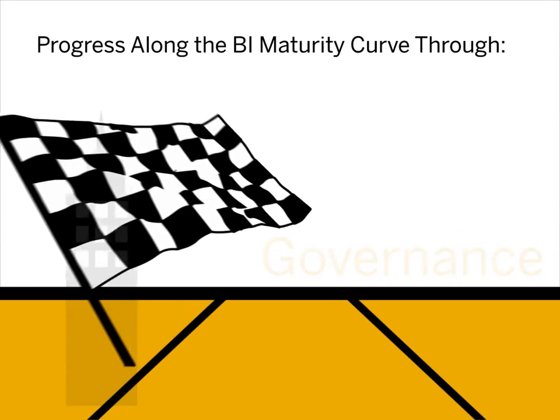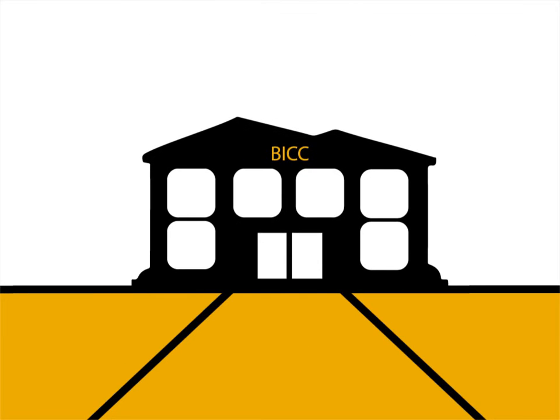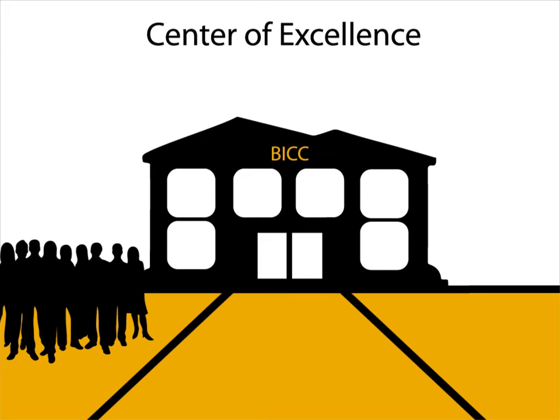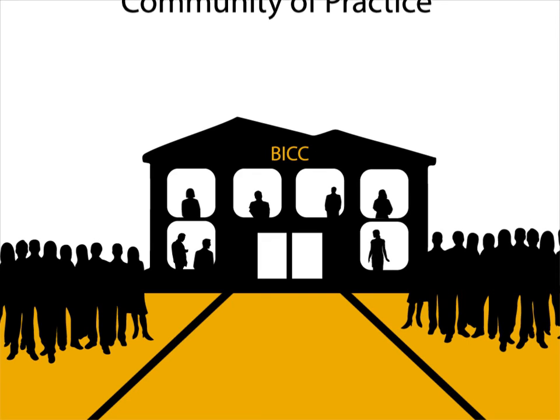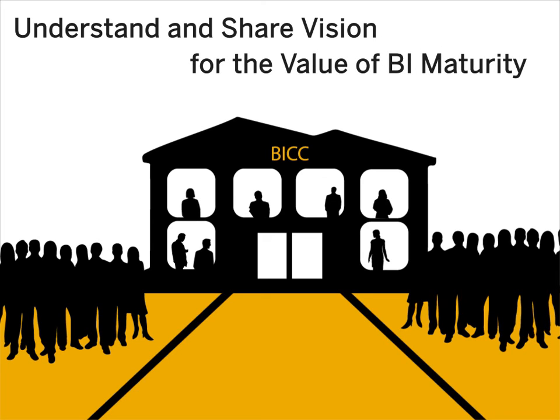And more often than not, the single biggest identifier of whether or not an organization will move to a higher state of maturity is the fact that they've established a BI center of competence, a center of excellence, or, as it can also be called at points, a community of practice. Each one of those organizational terms refer to the fact that there is a clearly understood and shared vision of the value that BI maturity represents, and the entire organization is marching towards that.